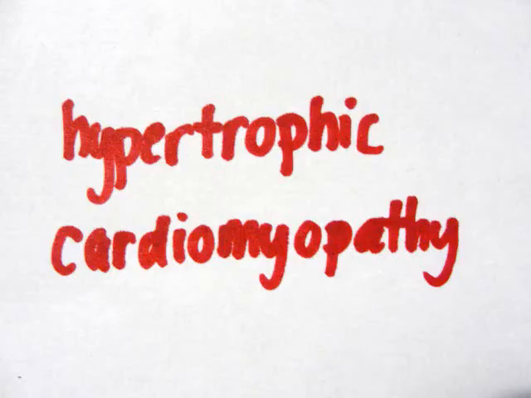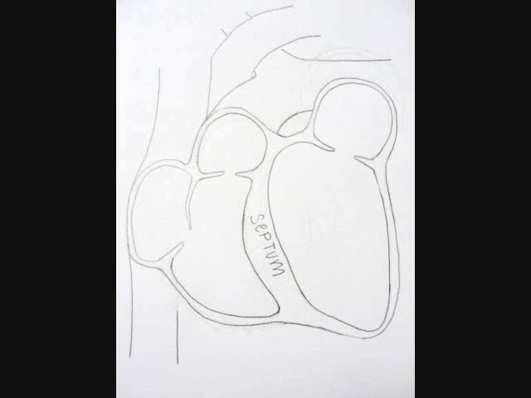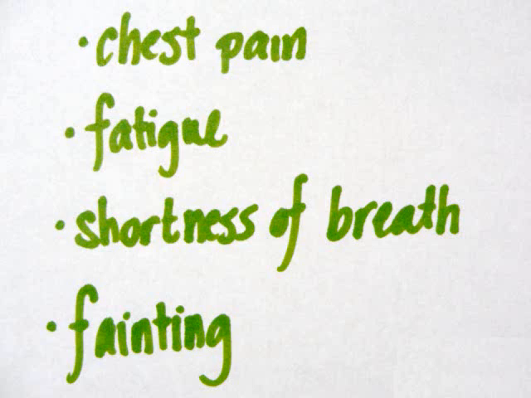Hypertrophic cardiomyopathy involves the thickening of the heart muscles, mostly at the septum, which leads to abnormal blood flow. As you can see by this picture I drew, the septum is very much enlarged. Symptoms for HCM vary from person to person. The patient may have no symptoms or severe symptoms. However, symptoms include chest pain, fatigue, shortness of breath, fainting, and in some cases, sudden death.